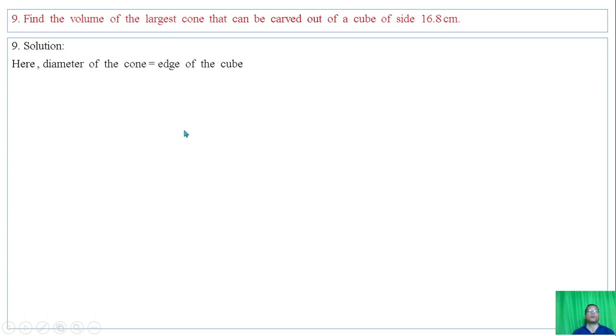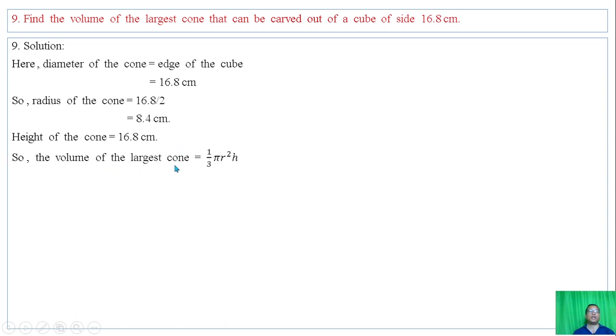The diameter of the cone is the side of the cube, which is 16.8 centimeter. So the radius of the cone is 16.8 by 2, which is 8.4 centimeter. The height of the cone is also 16.8 centimeter.